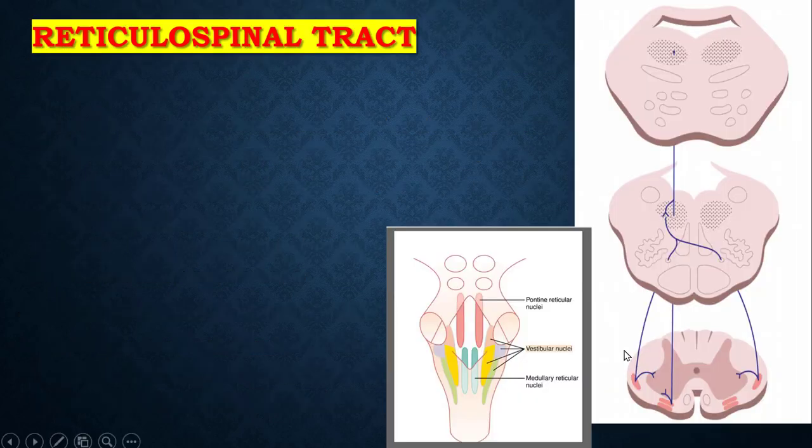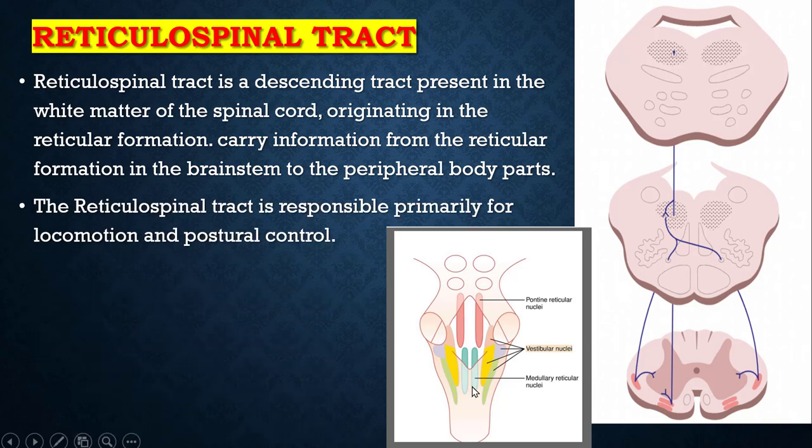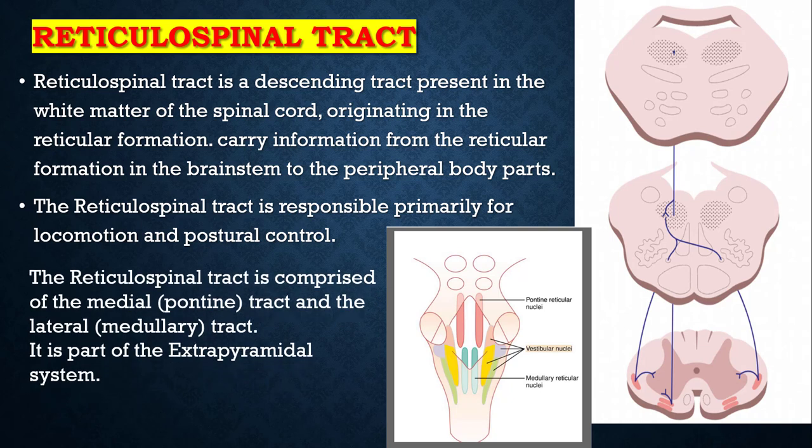Reticulospinal tract. The reticulospinal tract is a descending tract present in the white matter of the spinal cord, originating in the reticular formation, carrying information from the reticular formation in the brainstem to the peripheral body parts. The reticulospinal tract is responsible primarily for locomotion and postural control. It is comprised of the medial pontine tract and the lateral medullary tract. It is part of the extrapyramidal tract. In the medulla they are located laterally, and in the pons the reticular tracts are located medially.